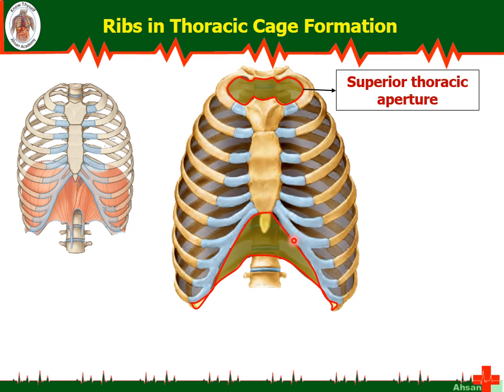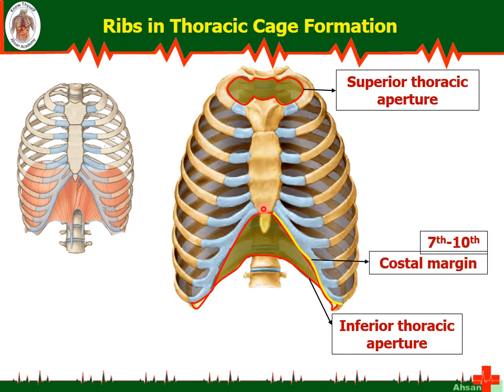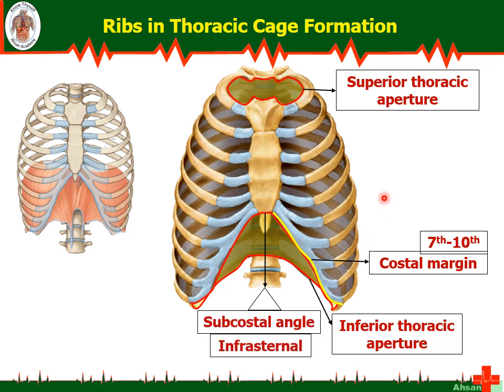This is the border formed by the fusion of the costal cartilages up to the 10th, then the 11th and 12th, taking the border to the 12th thoracic vertebra, then the thoracic vertebral body. These together form the inferior thoracic aperture or thoracic outlet. This one is the costal margin, and this meets here to form an angle. This is known as the subcostal angle, also known as the infrasternal angle.